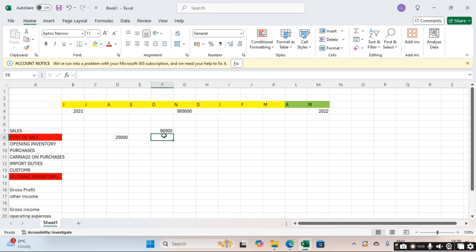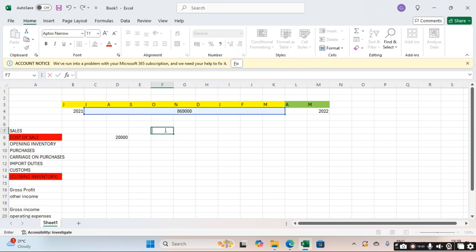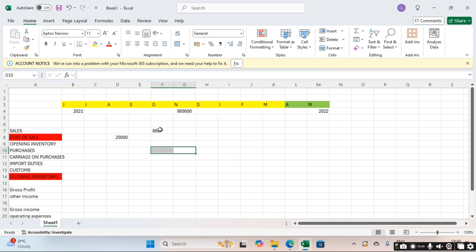We get this 869. Okay, so some people will be confused. Let me just say we're supposed to say 869 divided by 10, the total number of months. Let me redo that: 869 divided by 10.